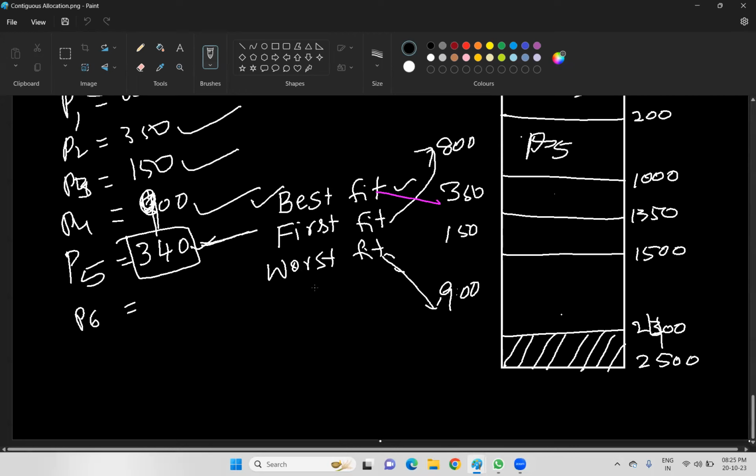Best fit, worst fit, and first fit. So already on the day we have completed this particular kind of thing here.